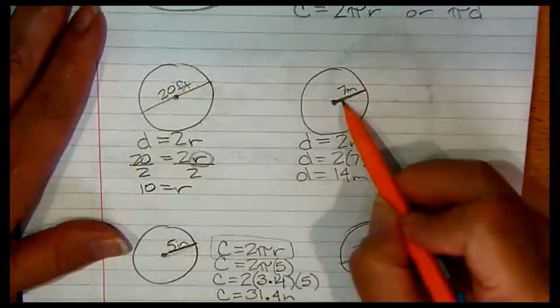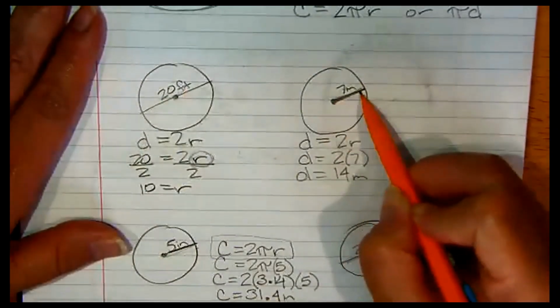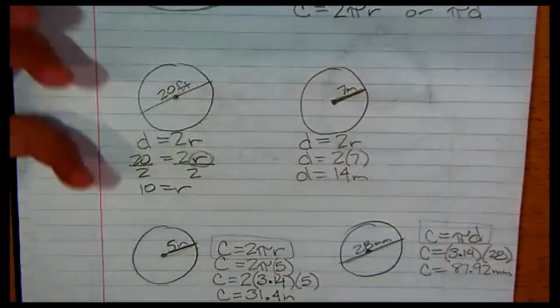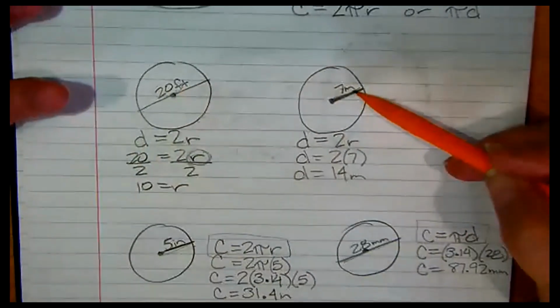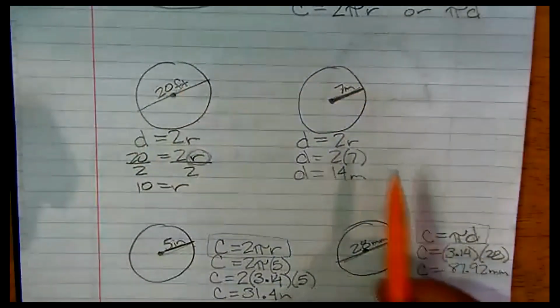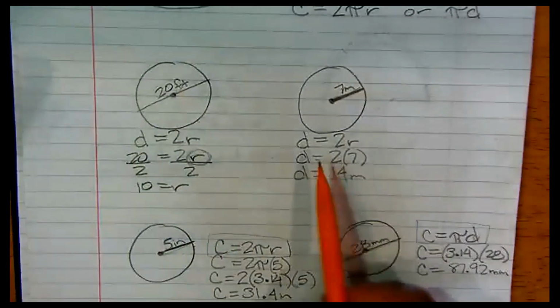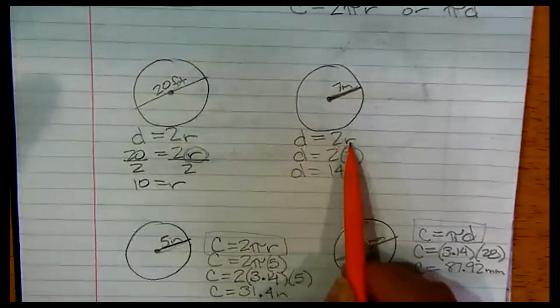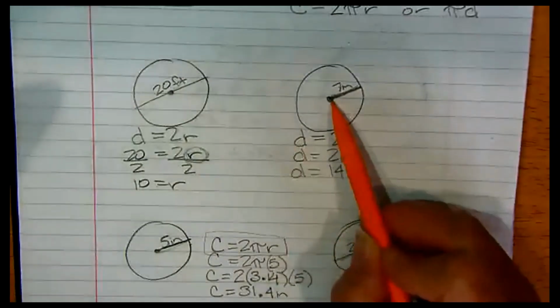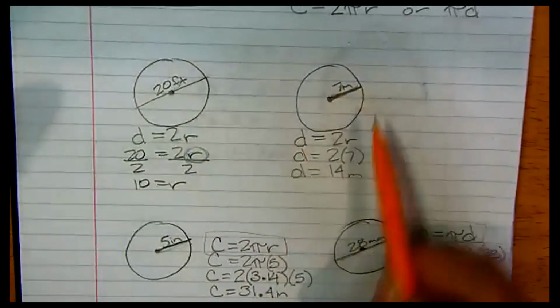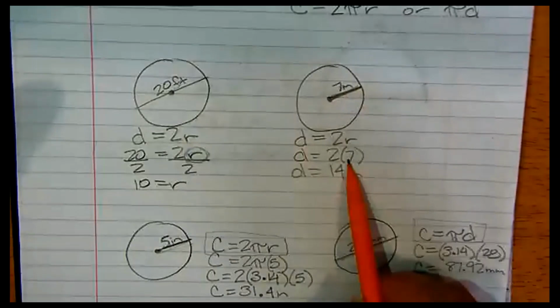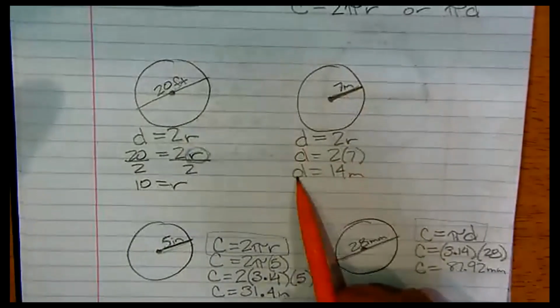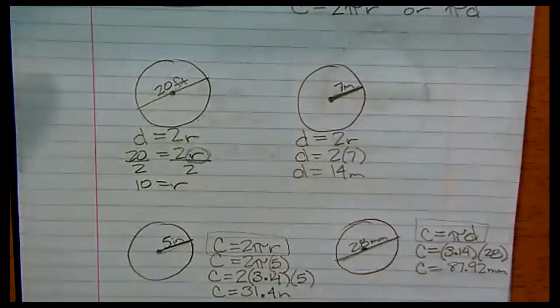The book will also give us a radius and ask us the diameter. Intuitively, we just double the radius. But if we need to show our work or prove it, here's the formula. Diameter is equal to 2 times radius. Since this is the radius, I'm going to substitute 7 for r. 2 times 7 is 14. The diameter is equal to 14.